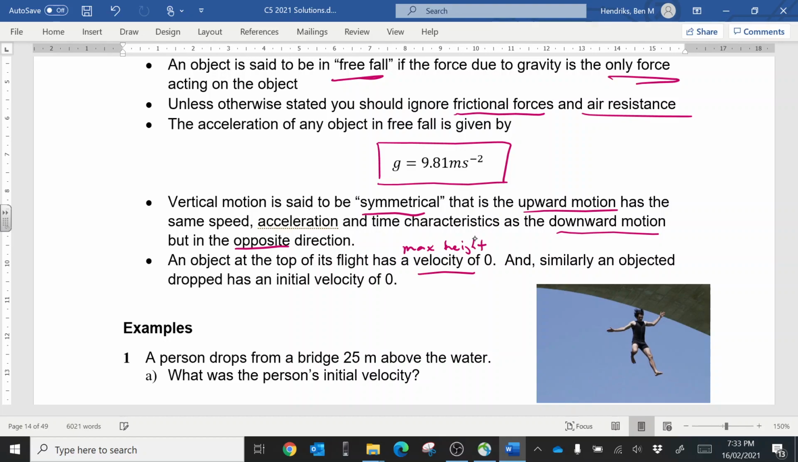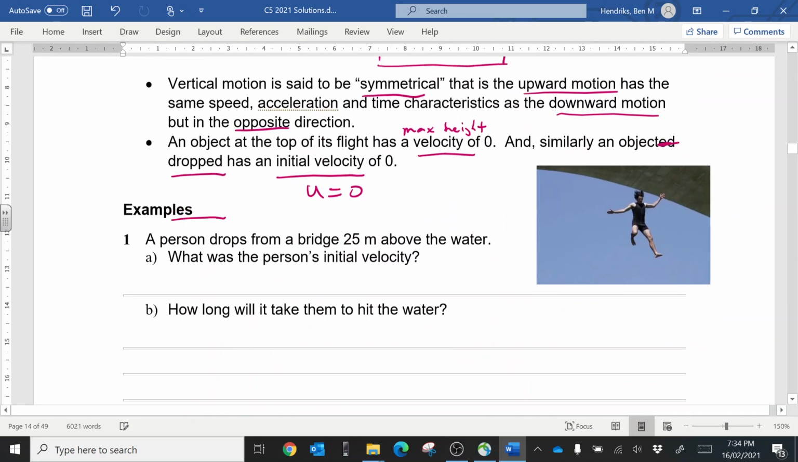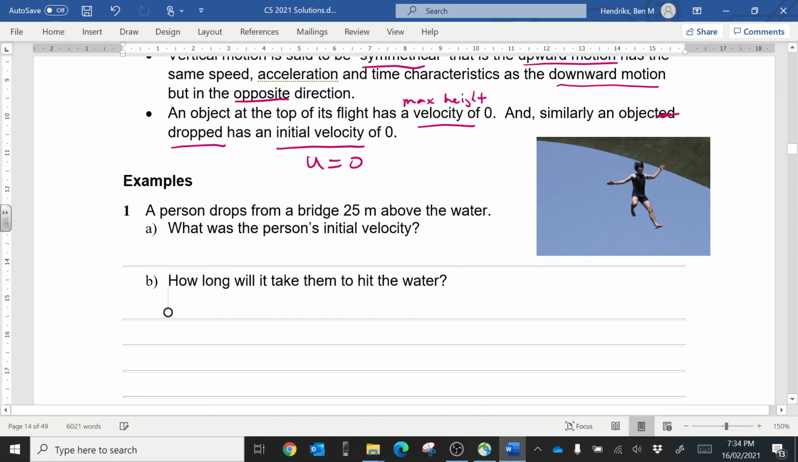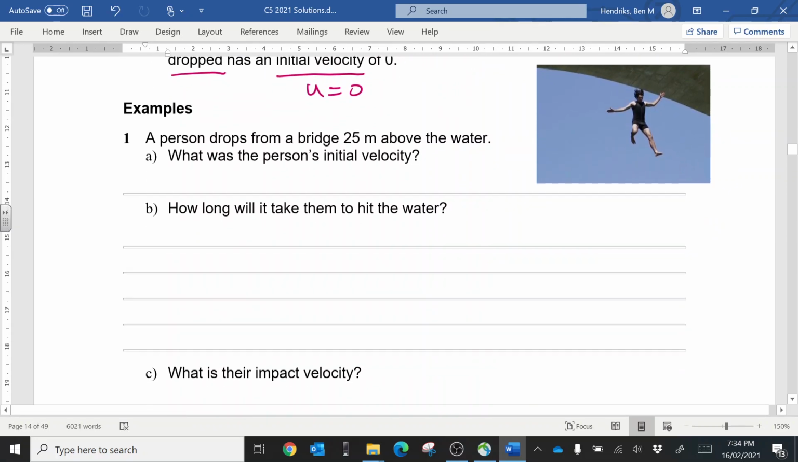And similarly, an object dropped has an initial velocity. Remember, initial velocity is u, u equal to 0, if it's dropped. Good. So we've got some examples.